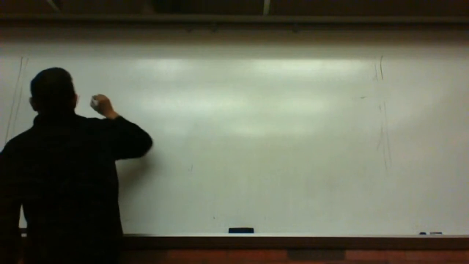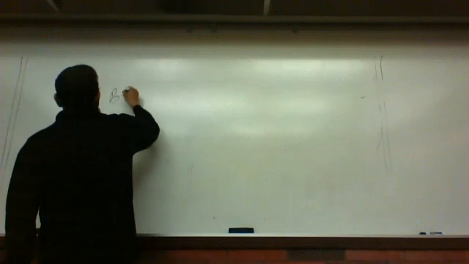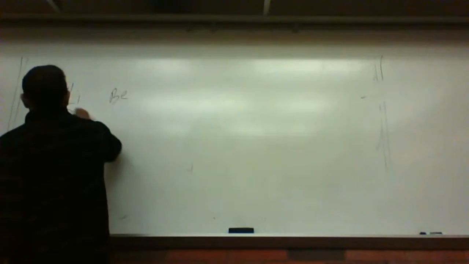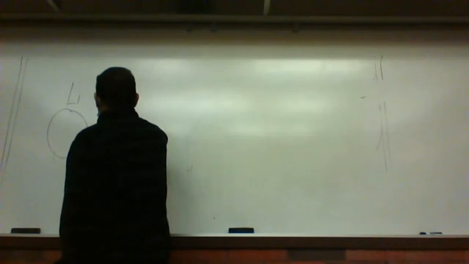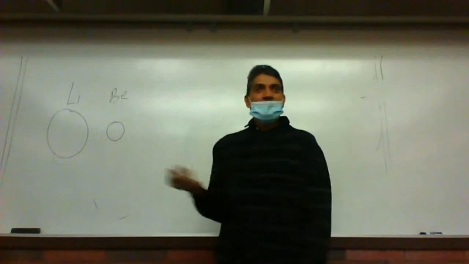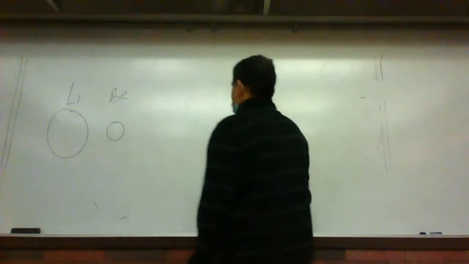We have lithium here. After lithium, I have beryllium here. So why is the size of this one very big, and the size of beryllium very small? That's what we need to explain, right? So why does that happen?